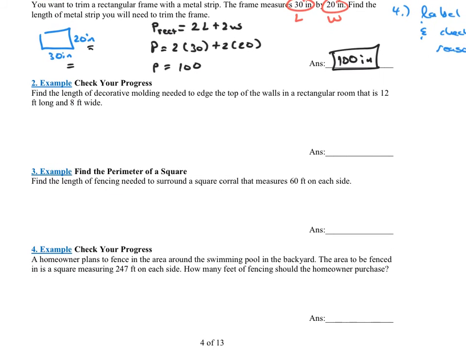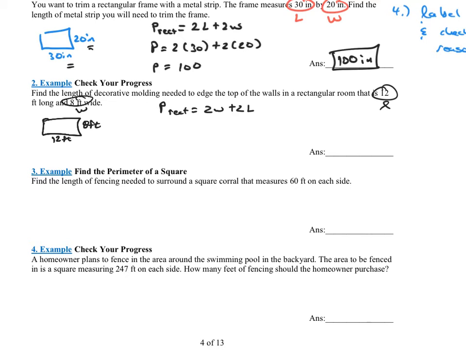Let's look at example 2 here. It says find the length of decorative molding, so it's molding, so again that's the outside, needed to edge the top of the walls of a rectangular room that is 12 feet long and 8 feet wide. So again, I'm thinking about a rectangle, so I draw a picture of a rectangle. You don't have to draw the picture if you don't want. I am a visual learner, so I do. 12 feet by 8 feet is my rectangle. Again, I want the length of the decorative molding, so I'm looking for the perimeter of a rectangle, which I know is twice the width plus twice the length. 12 is going to be my length, and 8 is going to be my width.